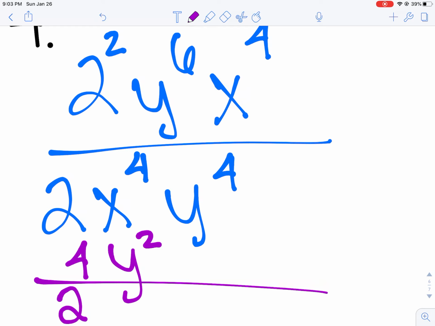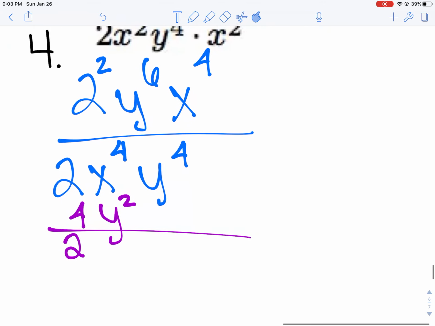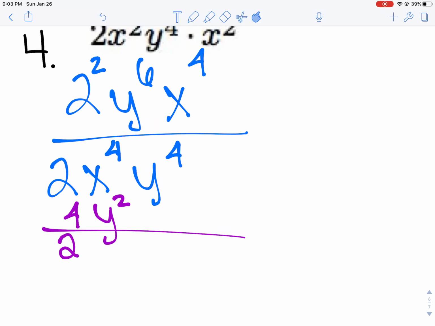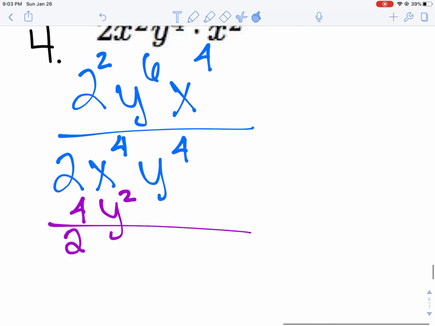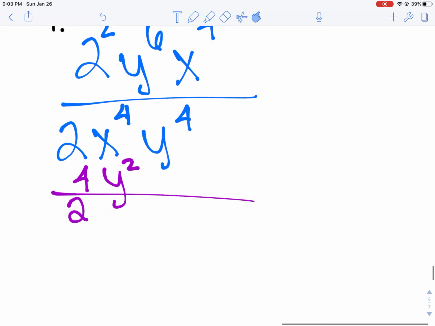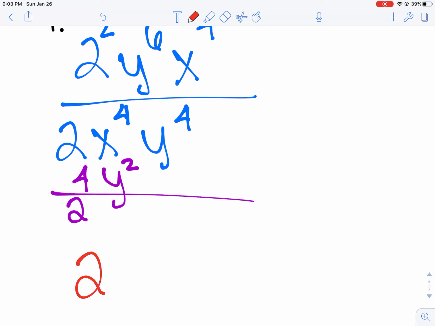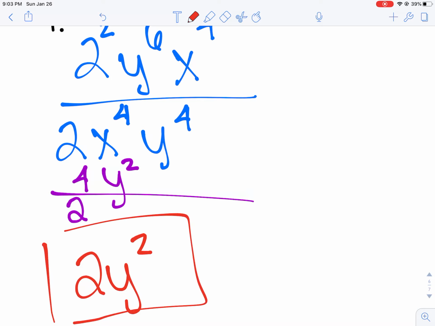X to the 4th over x to the 4th. If I expanded that out, all of them would have a pair. So they would all simplify down to 1, and they just kind of disappear. Okay, so I'm done with the x's for right now. The only thing left to simplify would be the 4 and the 2, because I know 4 divided by 2 is really just 2. So 2y squared is my final answer.